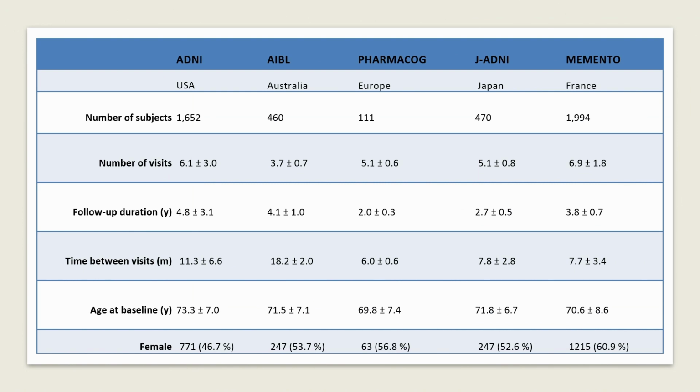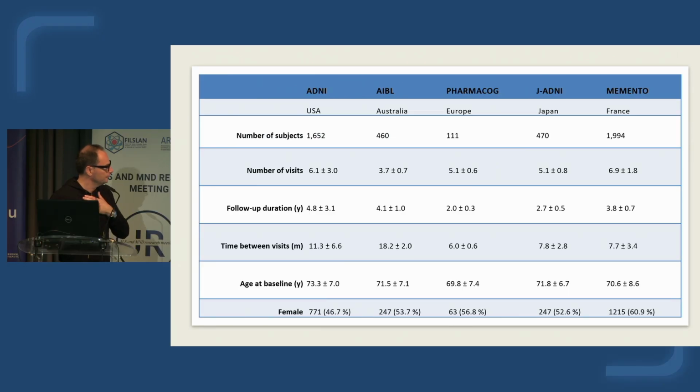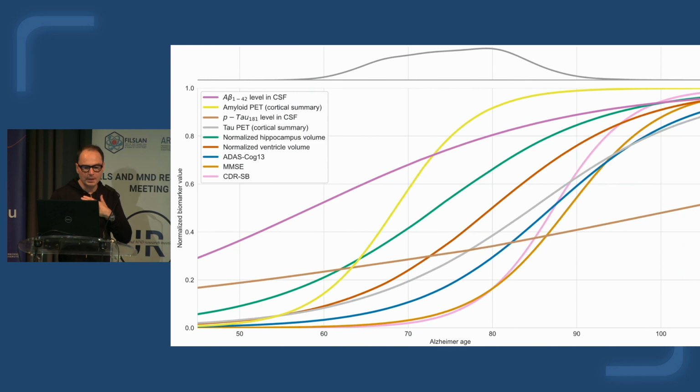So here I used 5 different cohorts from the USA, Europe, Australia, and Japan, with in total, I think, 4,600 patients, and a different number of visits and follow-up duration. I use a certain number of biomarkers here: imaging biomarkers, CSF biomarkers, and some cognitive scales at the end, so ADAS-Cog, MMSE, CDR sum of boxes, which are 3 cognitive batteries. That's the model that we estimated using a subset of the collection I have presented before.